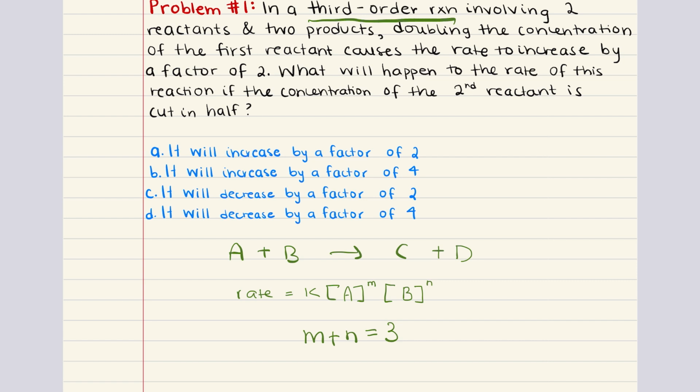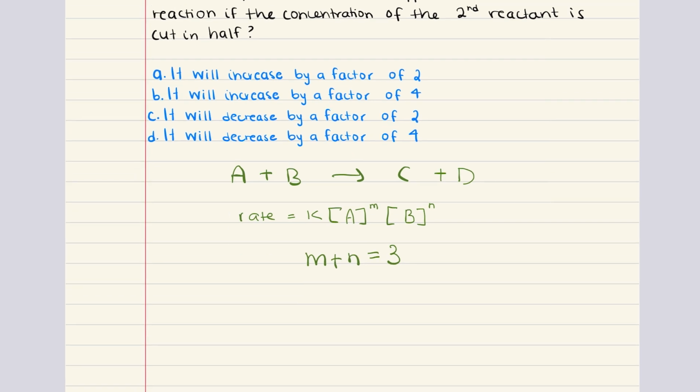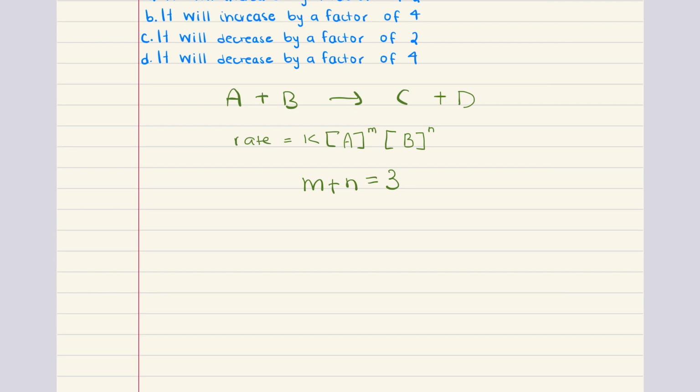Now, considering this, let's tackle this next piece of information we're given. It says that doubling the concentration of the first reactant, and we'll refer to the first reactant as reactant A because it comes first in the alphabet. Now, doubling the concentration of A causes the rate to increase by a factor of 2. Now, this piece of information indicates that the reaction is first order with respect to reactant A.